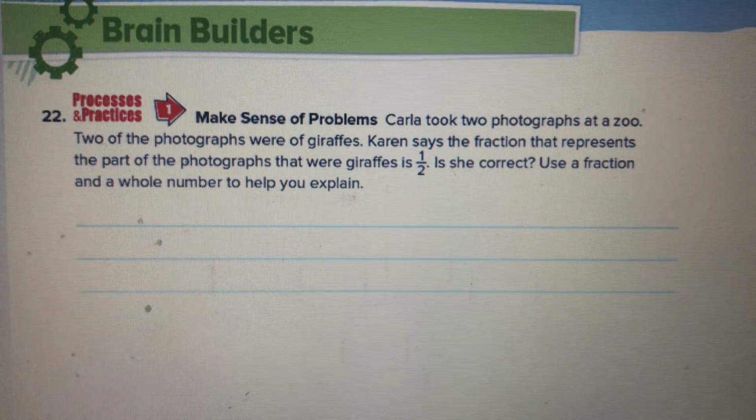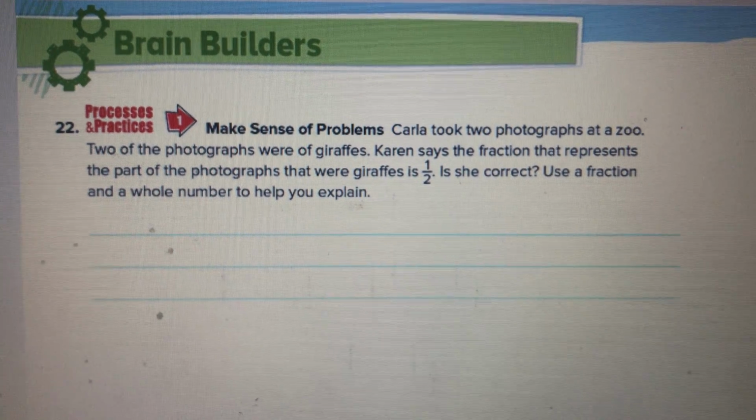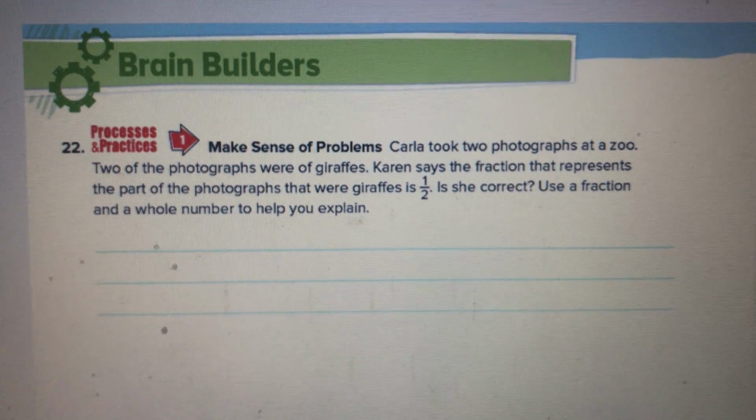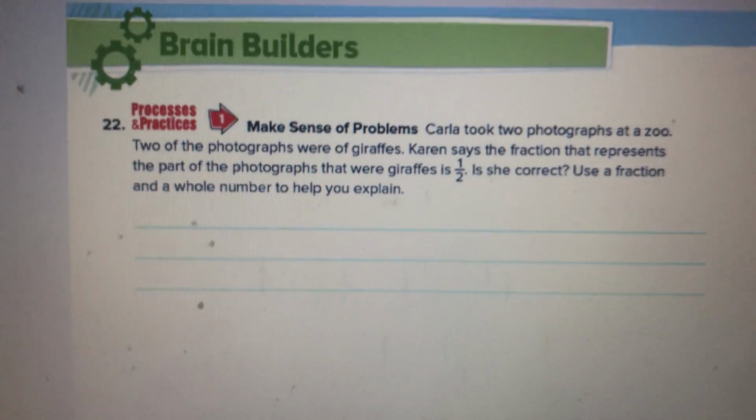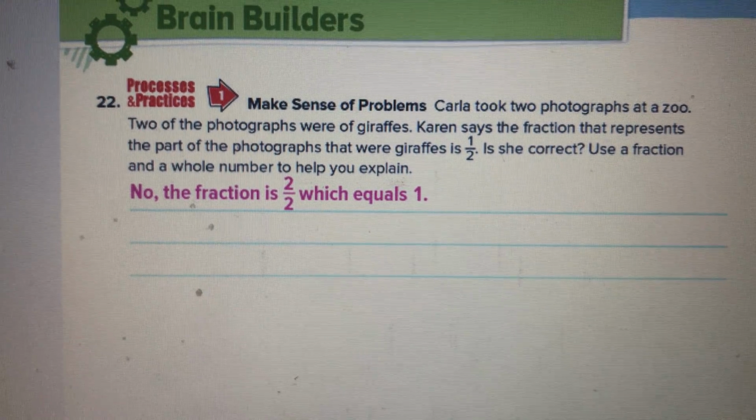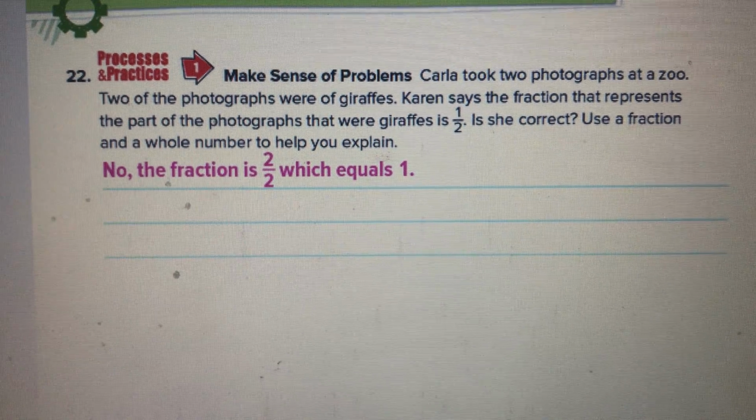Okay, number 22. This is a long one. Carla took 2 photographs at a zoo. 2 of the photographs were of giraffes. Karen says the fraction that represents the parts of the photographs that were giraffes is half. Is she correct? Use a fraction and a whole number to help you explain. I'm just going to show you this one. This one is a lot shorter than we thought. No, the fraction is 2 over 2, which is equal to 1, which equals 1.